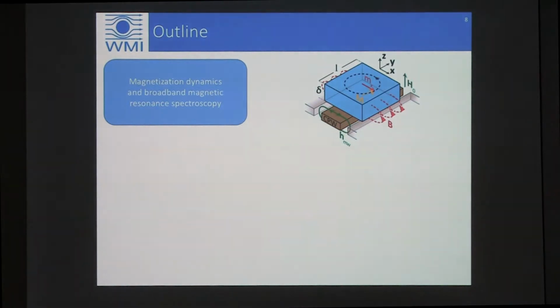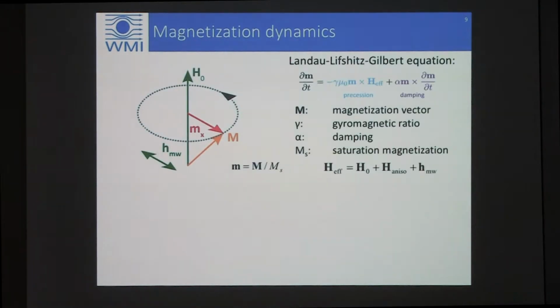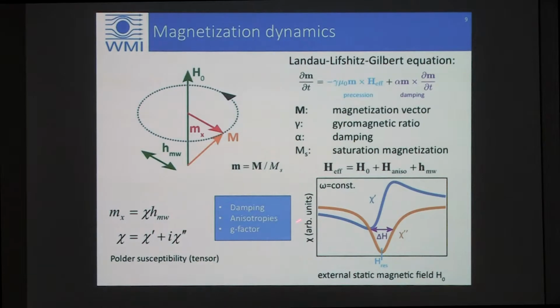So let's start with this part here, the broadband magnetic resonance spectroscopy. I don't think I really have to explain that to you, right? You all know the Landau-Lifshitz-Gilbert equation, all know and love it, and the solution to that obviously is the Polder susceptibility, where we can write the dynamic component of the magnetization as a function of the driving field, right? And the constant of proportionality, so to say, in linear response is the Polder susceptibility.